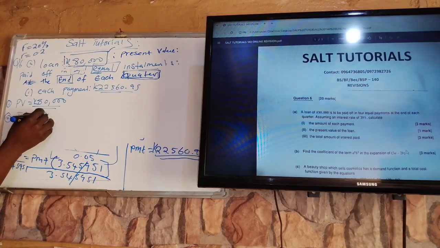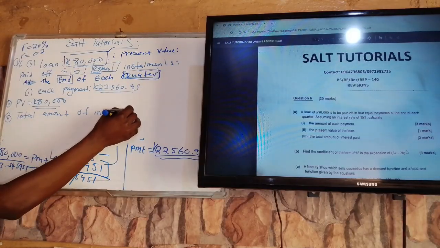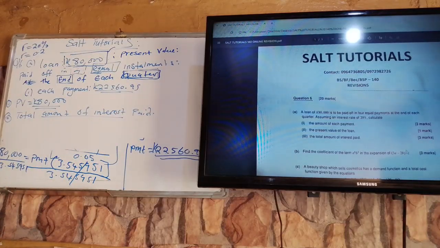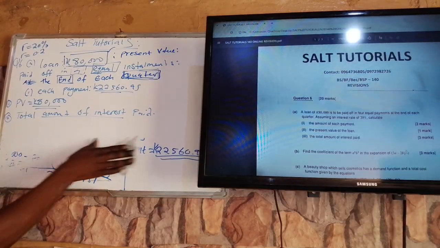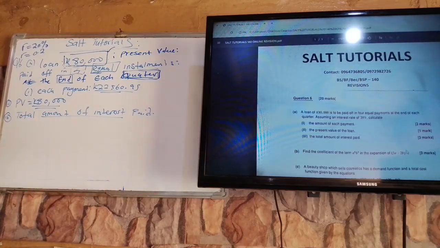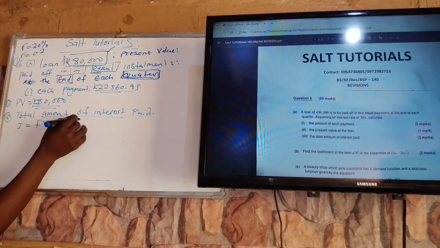The total amount of interest paid. So interest is what is topped up on top of the principal, or on top of the present value. So what is going to be added on top? That's the question. If this is my present value, we are now going to top up something on top. That is the interest. How do I find the interest? The interest is basically equal to the future value minus the present value.